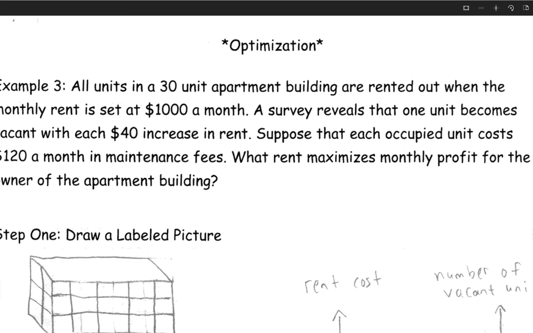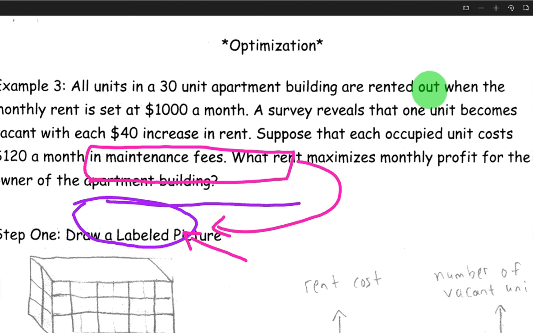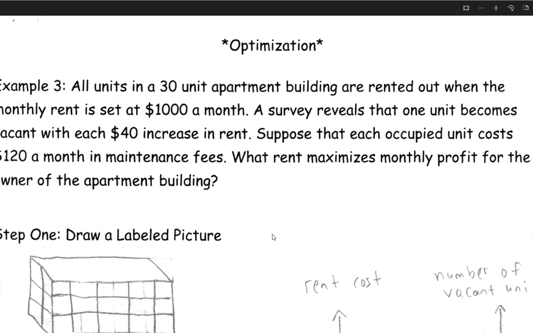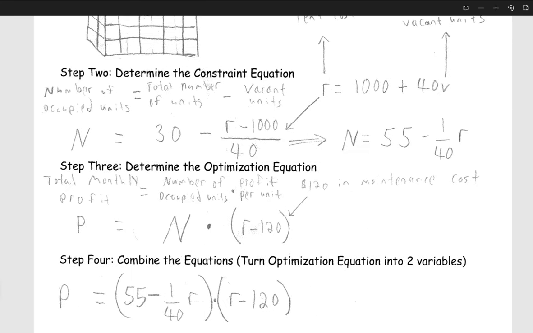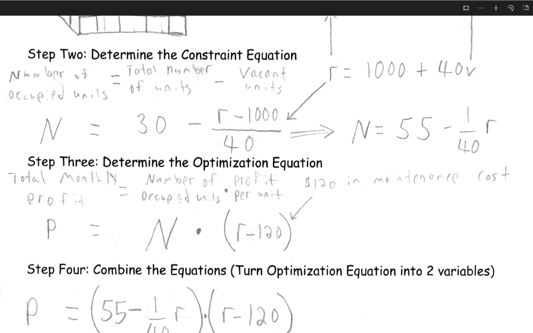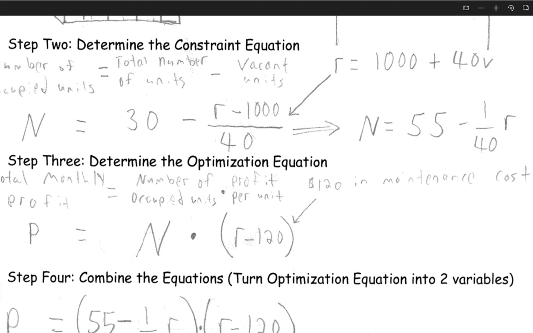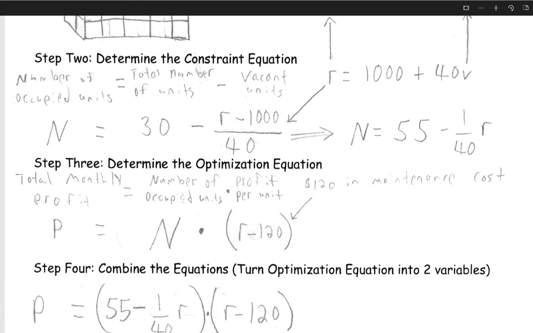Well, again, we're trying to maximize monthly profit, so our equation has to involve that. And again, this is by far the more challenging of the three problems. I'm going to be very thorough in explaining this. So let's say that our total monthly profit, we're going to call it P.